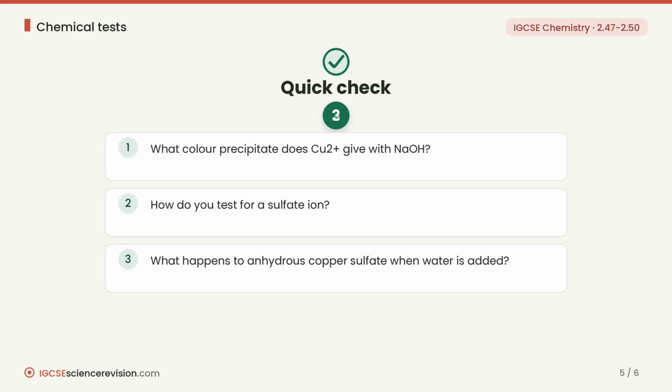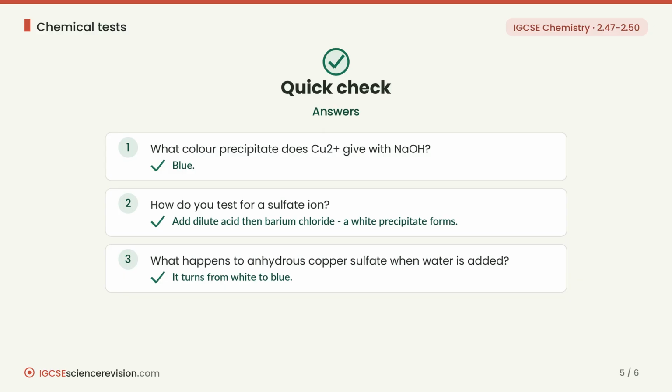3, 2, 1. Here are the answers. 1. Blue. 2. Add dilute acid, then barium chloride. A white precipitate forms. 3. It turns from white to blue.